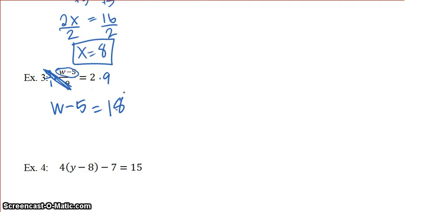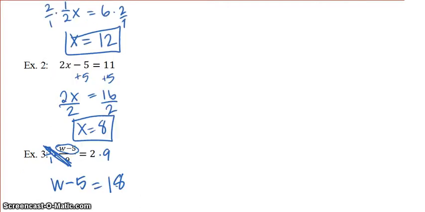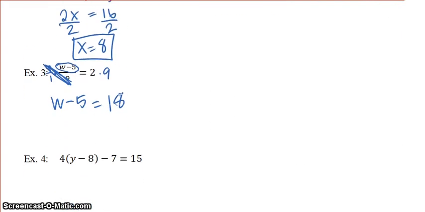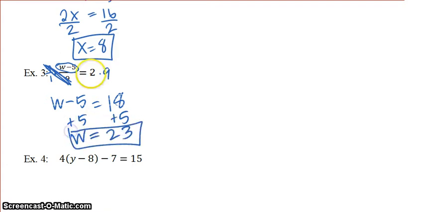18. So we had to split up our fraction bar first, even though it was multiplication and you were thinking, oh, I need to add first. But like we said up at the top, sometimes it might change if we have division bars or parentheses, okay? So we have to kind of see what is connected and what we need to split up to get our variable by itself. So now we're going to add 5. So we have w equals 23. And again, you can always check back. 23 minus 5 is 18, divided by 9 is 2.